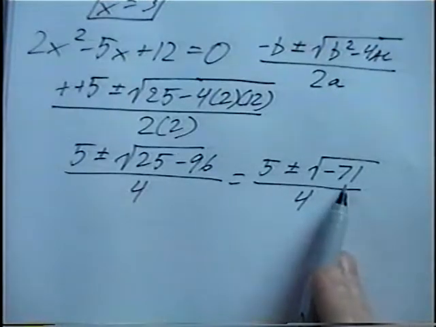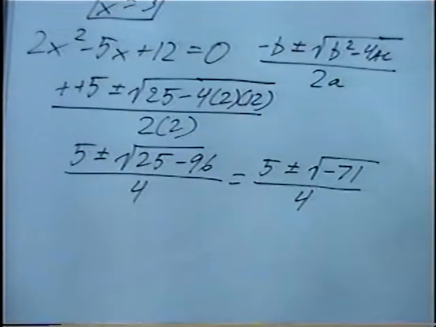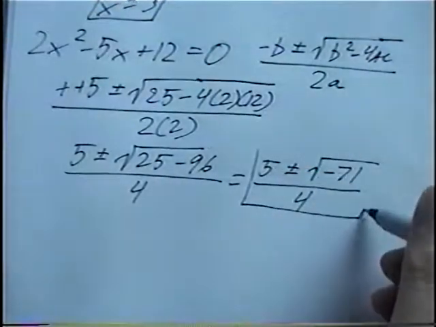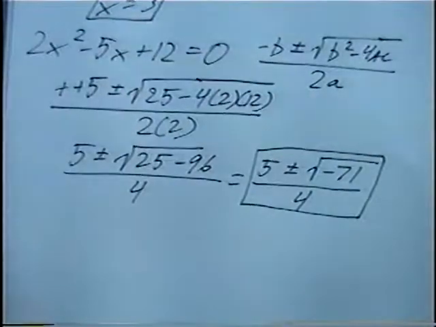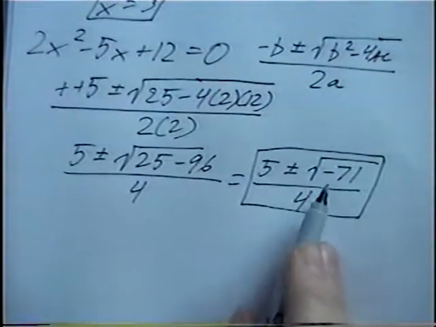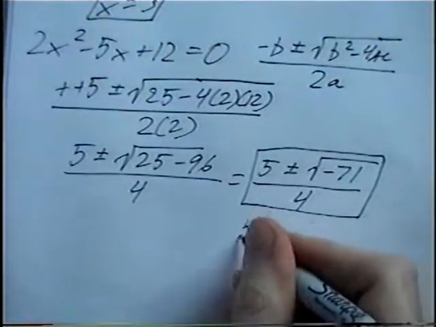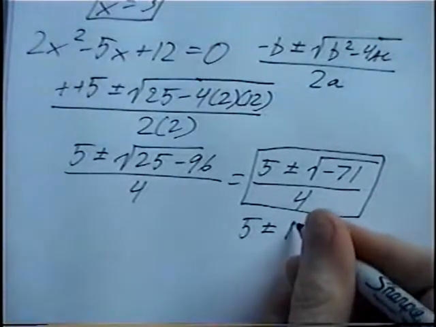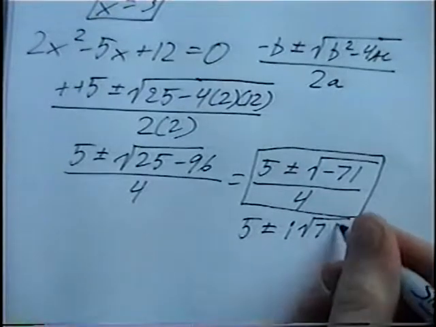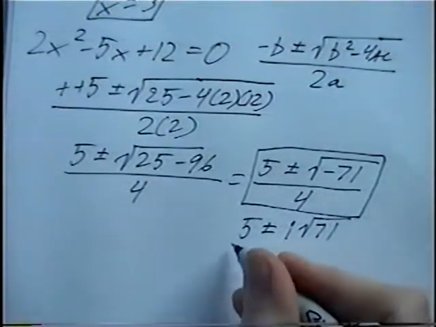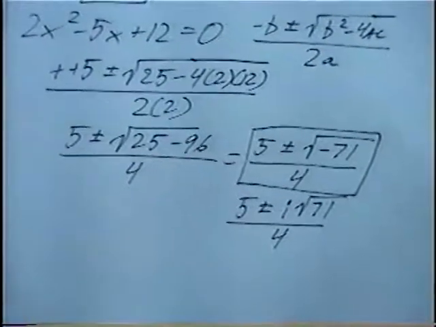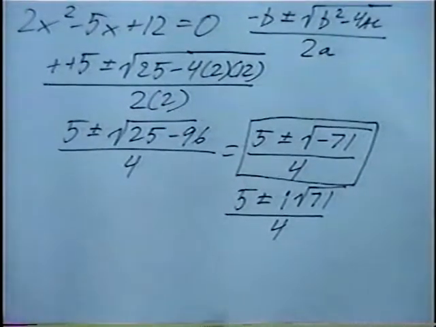When you don't have a perfect square, you can try and do a factor tree. 71 is prime though, so you cannot reduce the square root of negative 71. So your answer would stay like that. We also have a negative square root. So if you remember from previous chapters, you can take out the i and you're left with i square root 71 over 4. That is the solution to the equation.